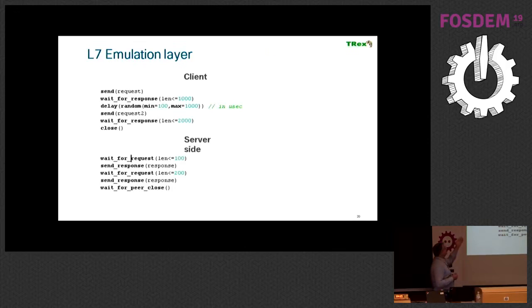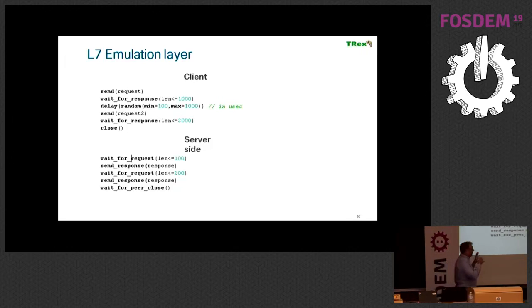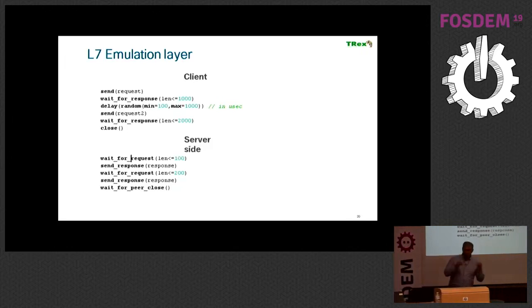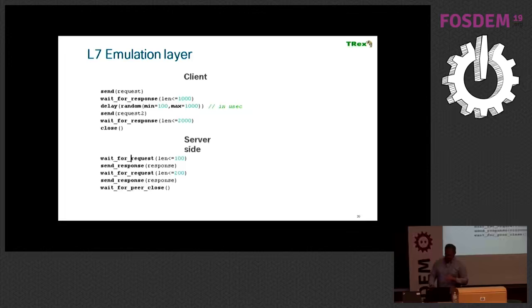Okay, the clients, for example, do a request and then wait for response, and then can do a random delay, and then send another request, wait for response, and close. The server side does the opposite. You wait for the request, send a response, and so forth. Okay? So this is just the hello world of the lower level microcode that we have in the emulation layer.